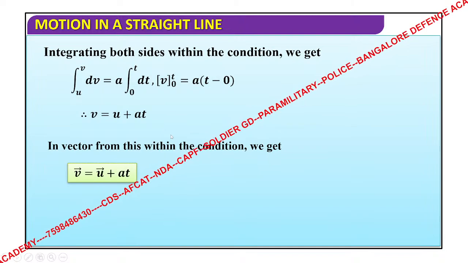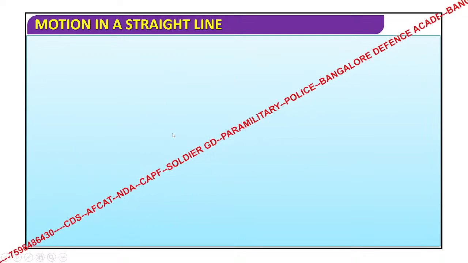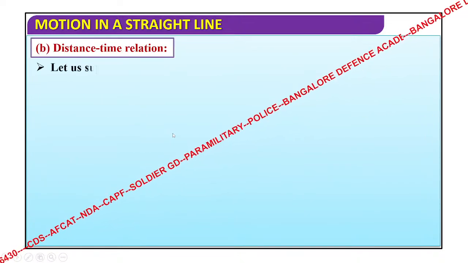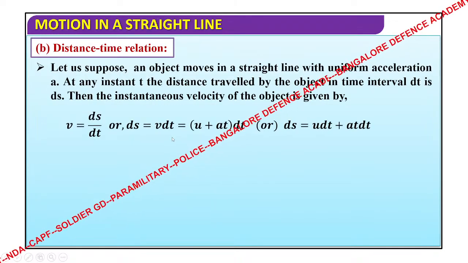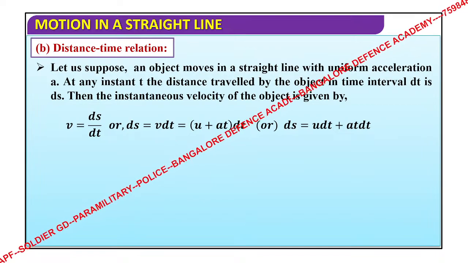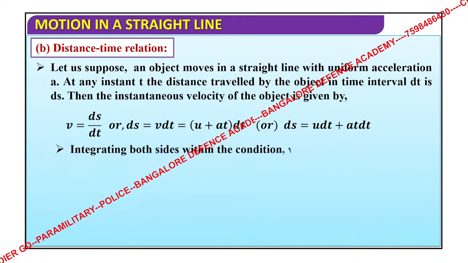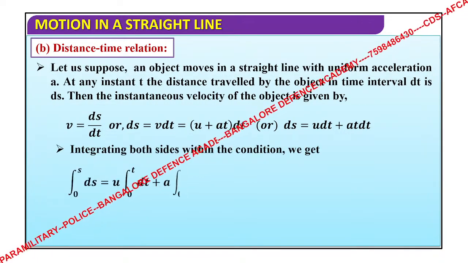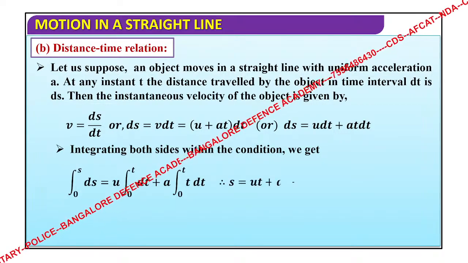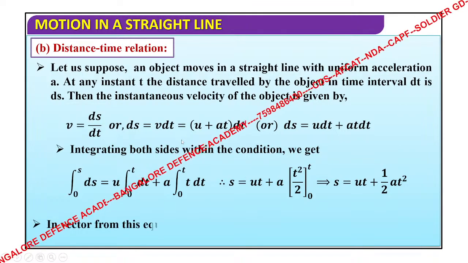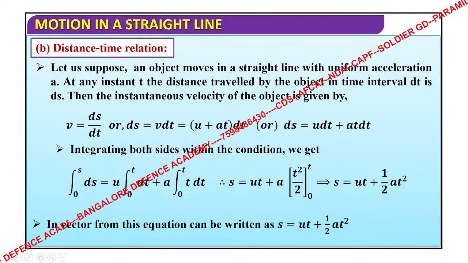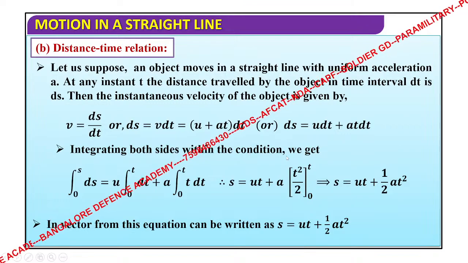Then we have the vector form. Then we have the distance time relation. Okay, the velocity is given by displacement by the time taken. So when you integrate on both sides, you get s is equal to ut plus half at square. So with the help of integration, we got the second equation also: s is equal to ut plus half at square.